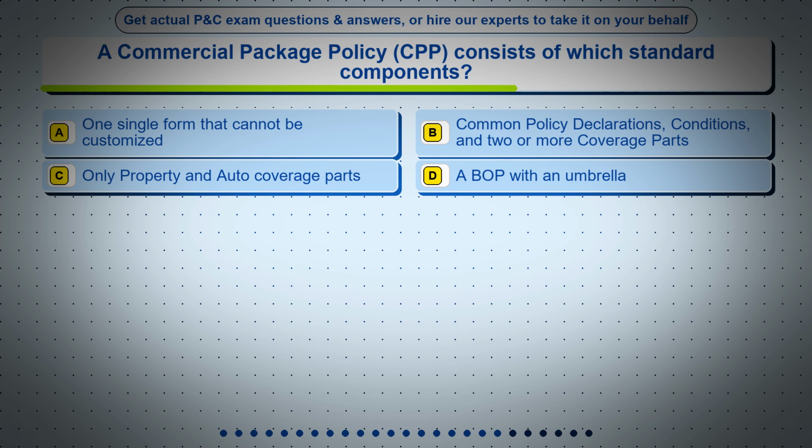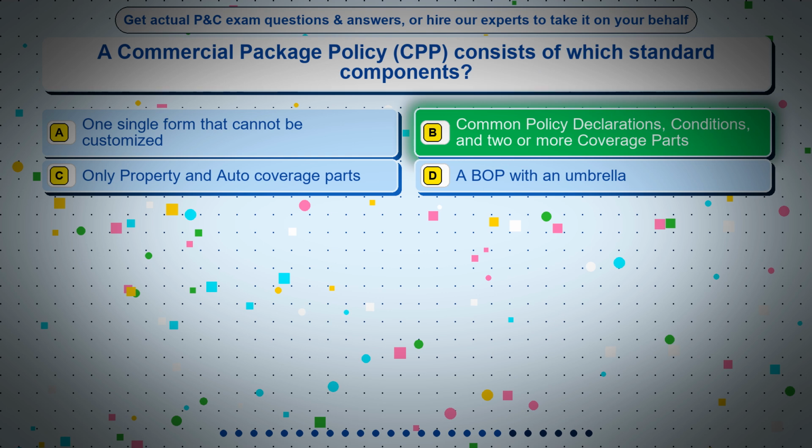Option A, one single form that cannot be customized. Option B, common policy declarations, conditions, and two or more coverage parts. Option C, only property and auto coverage parts. Option D, a BOP with an umbrella. The correct answer is option B, common policy declarations, conditions, and two or more coverage parts.